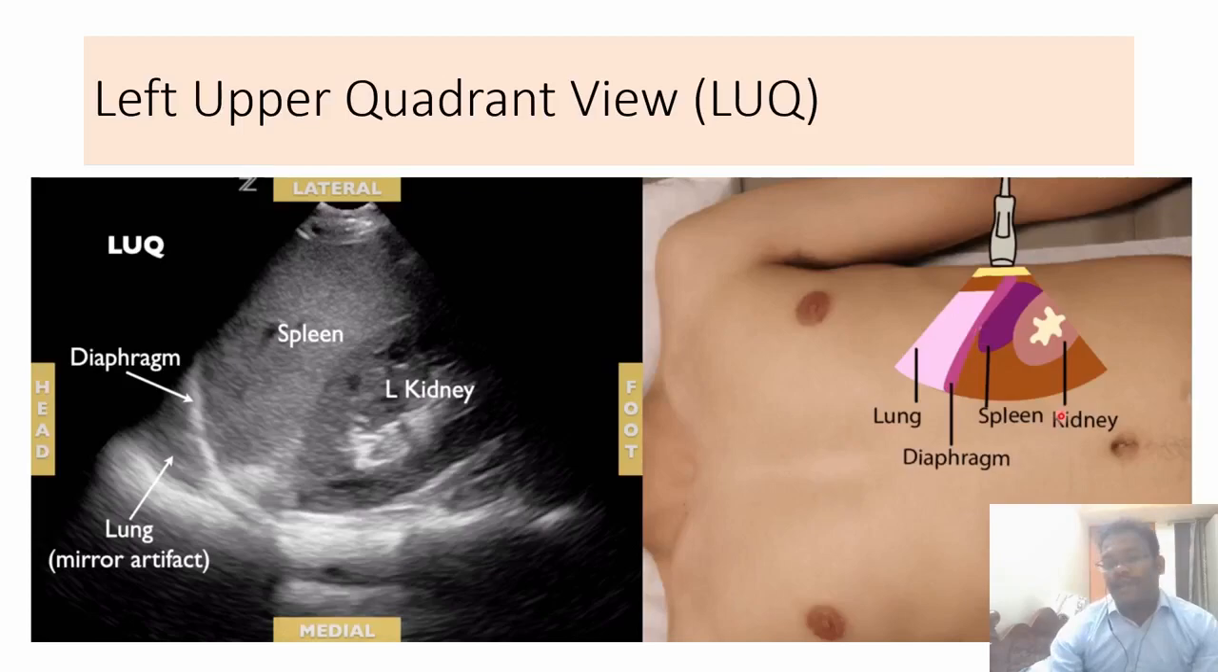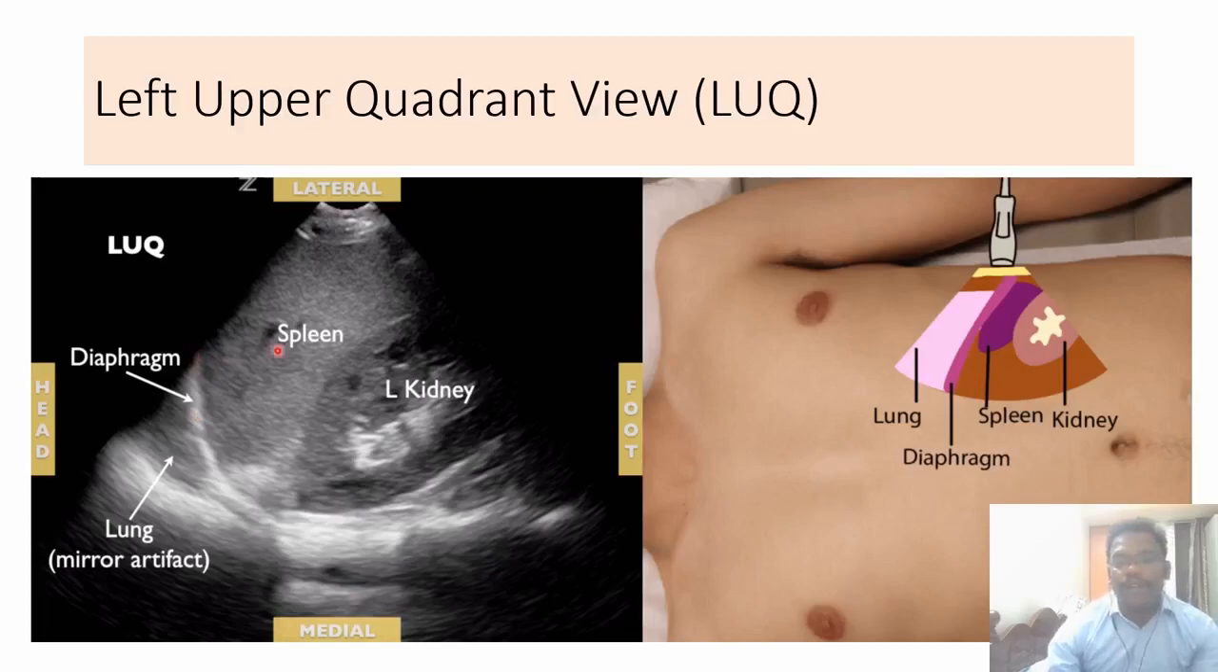Compared to the right kidney, the left kidney is placed more posteriorly and cephalad. So to get the left upper quadrant view, we need to place the ultrasound probe more posteriorly, in the posterior axillary line at the 8th or 9th intercostal space. So here we can see, by using the spleen as the acoustic window, the following structures. This is the diaphragm. Above the diaphragm, we have the lung, left lung. Below the diaphragm, we have the spleen. And here we can see the left kidney in a longitudinal axis. And this is the space just below the diaphragm. It's called the subphrenic space or perisplenic space.